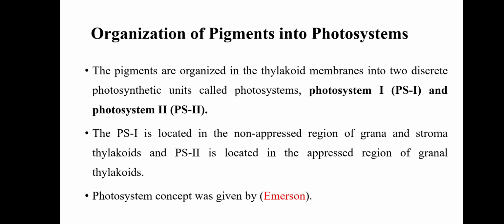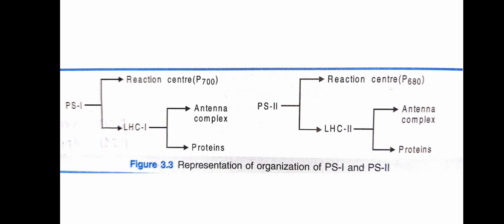Then the organization of photosystems, the pigments in a photosystem. Inside the chloroplast, grana, that is stacks of thylakoids, are present. Photosynthesis occurs on the thylakoid membrane of the chloroplast. The pigments are organized in the thylakoid membrane in two discrete photosynthetic units called photosystem 1 and photosystem 2. Photosystem 1 is located in the non-appressed part and photosystem 2 in the appressed part of the thylakoid. The photosystem concept was first given by Emerson.